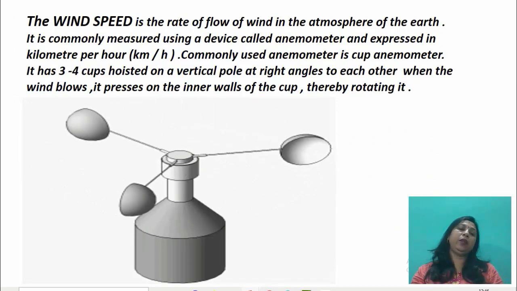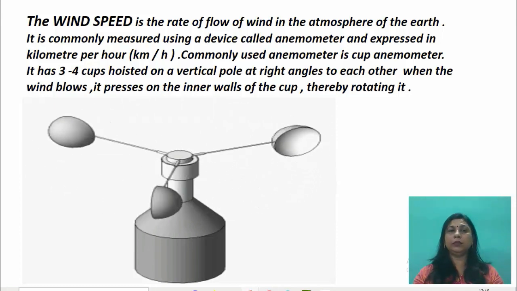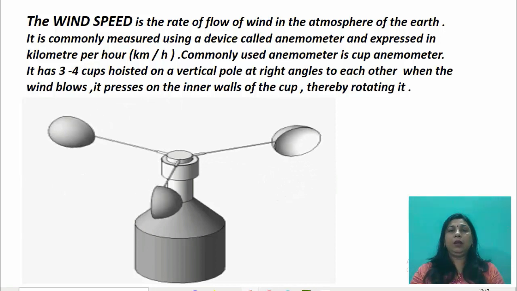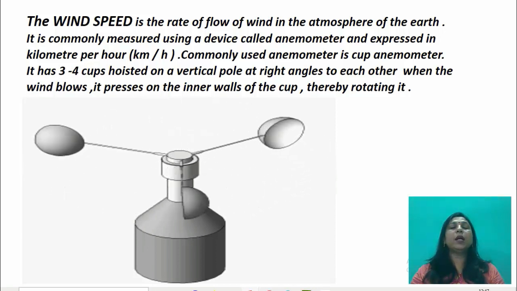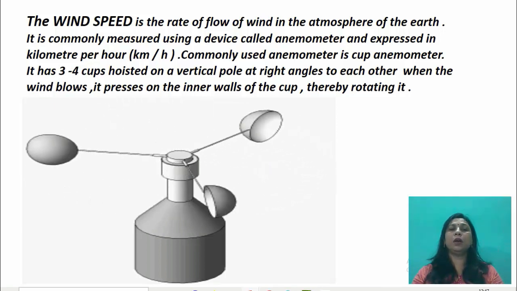Now the wind speed. The speed of wind is known as wind speed. It is the rate of flow of wind in the atmosphere of the earth. It is commonly measured using a device called anemometer. As you can see in this, is a cup shaped anemometer. It is known as cup anemometer and the speed of the wind is expressed in kilometers per hour.